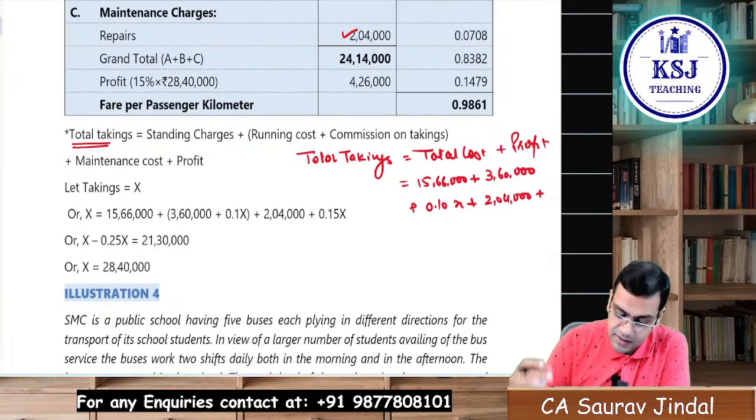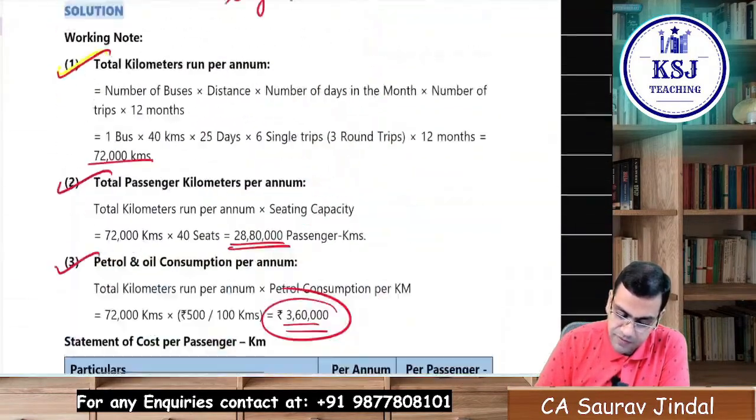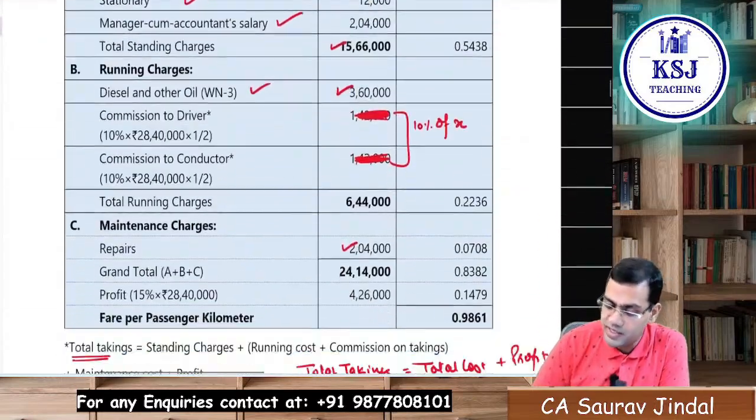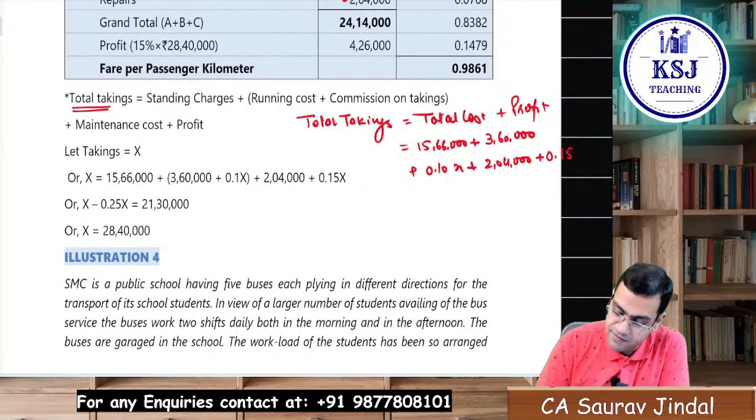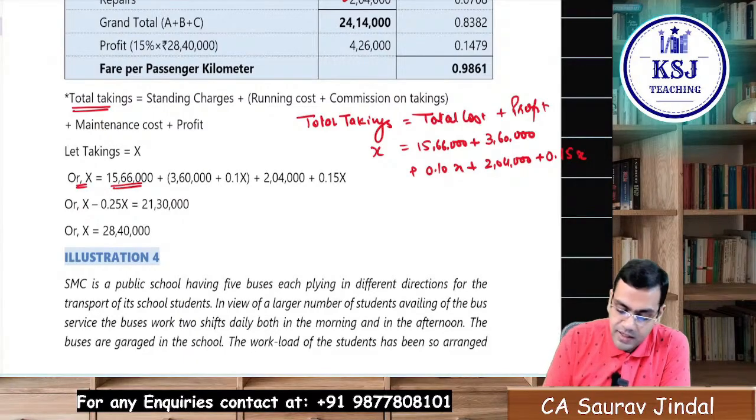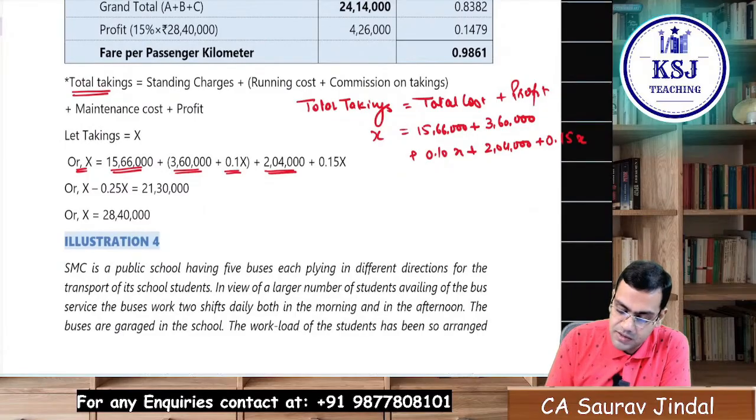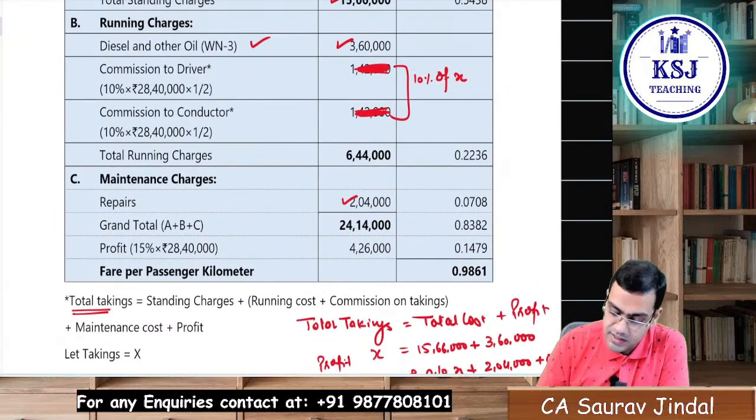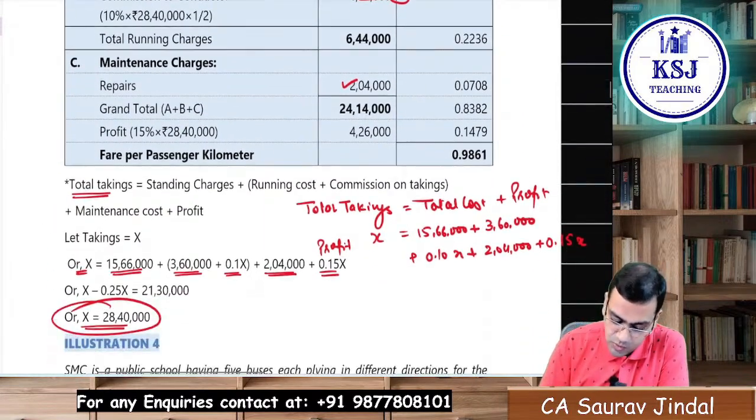Plus profit. How much is the profit? 15% profit on takings is given, 0.15X. Now this should be equal to X. X is equal to 15,66,000, that is standing charges, plus running charges of 3,60,000, plus 10% of X, then 2,04,000 which is your maintenance charges, plus profit. This is your profit. So from here we will calculate the value of X, that is the final total sales value, that is 28,40,000.